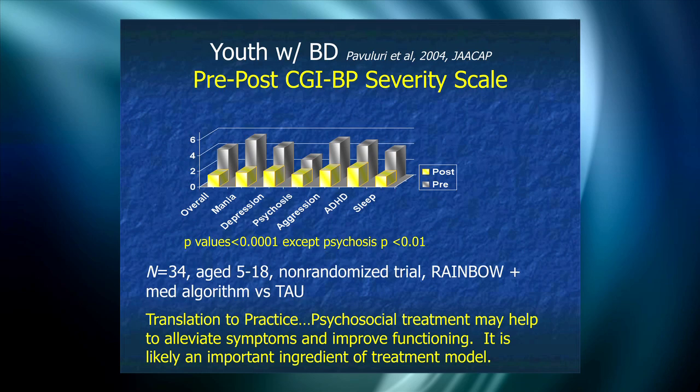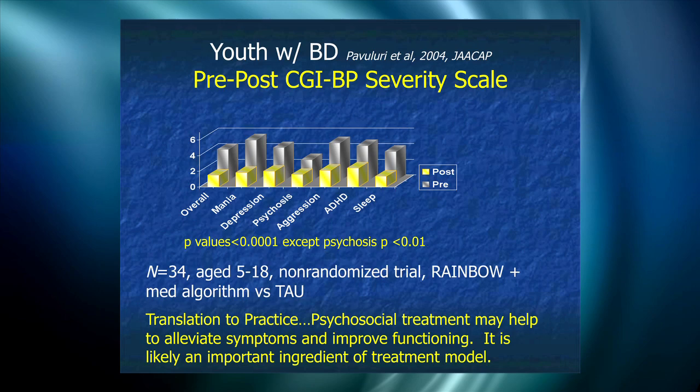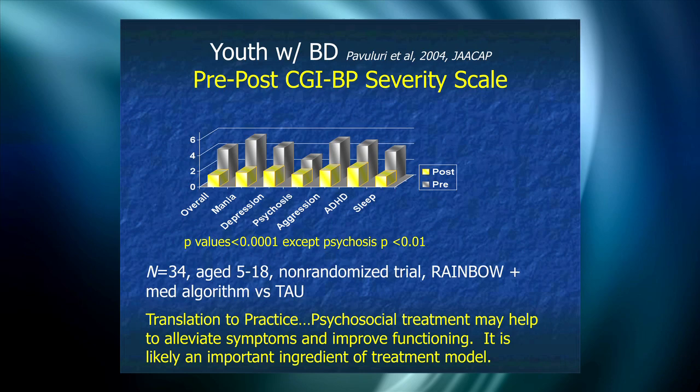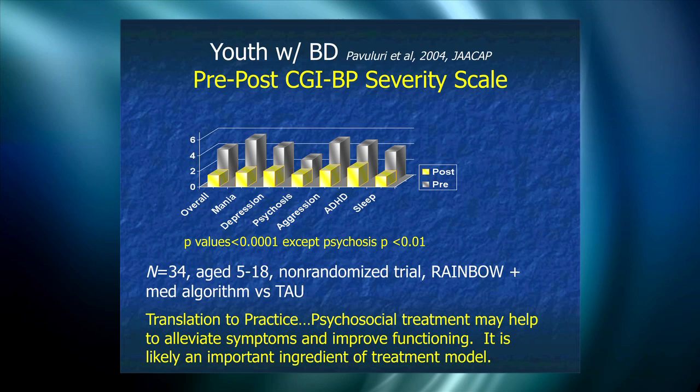And those were all clinically and statistically significant. Translation to practice, and these slides come from Dr. West at UIC. Psychosocial treatment may help to alleviate symptoms and improve functioning. It is likely an important ingredient of a treatment model. No question about that. So it's great if you can get somebody better, but can you keep them pretty well?